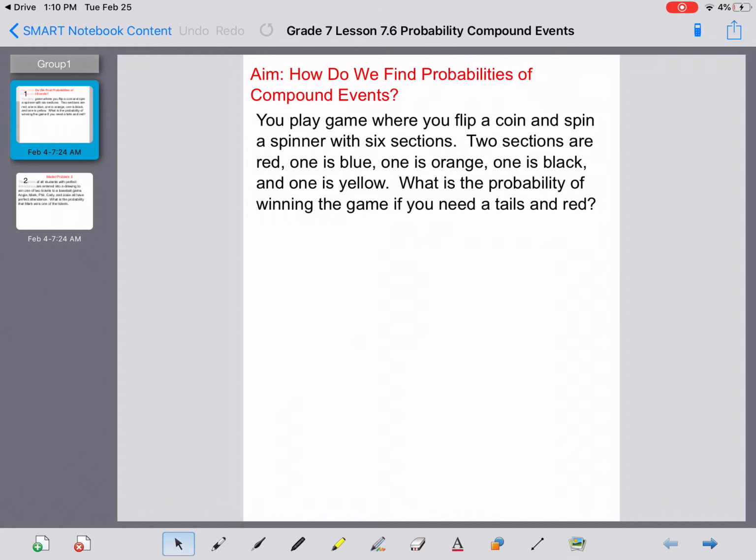Today's lesson is on how do we find probabilities of compound events. The first question: you play a game where you flip a coin and spin a spinner with 6 sections. 2 sections are red, 1 is blue, 1 is orange, 1 is black, and 1 is yellow. What is the probability of winning the game if you need a tails and a red?